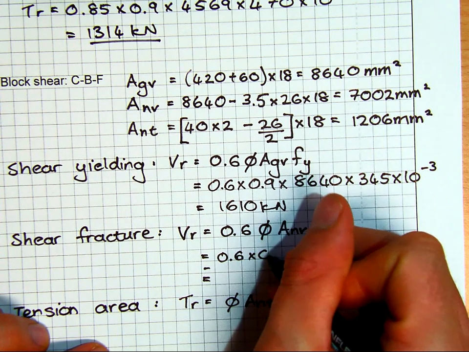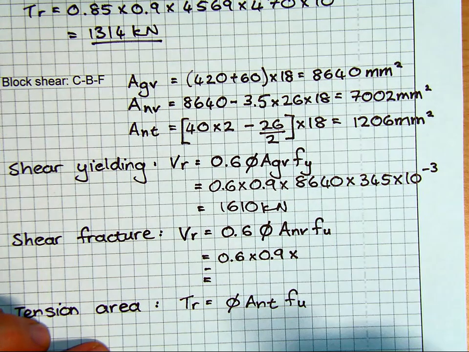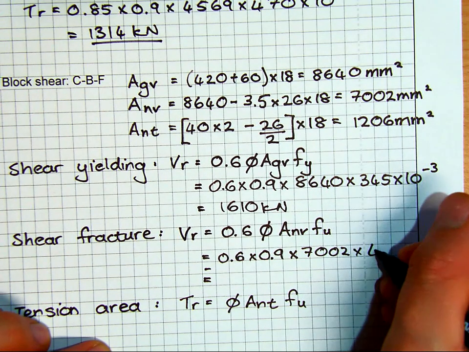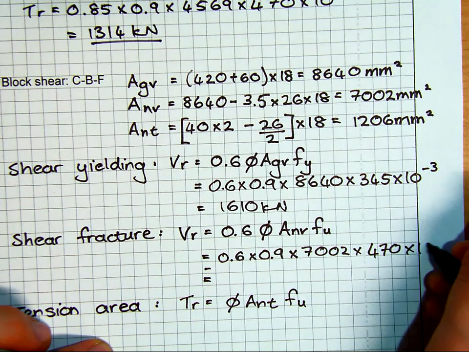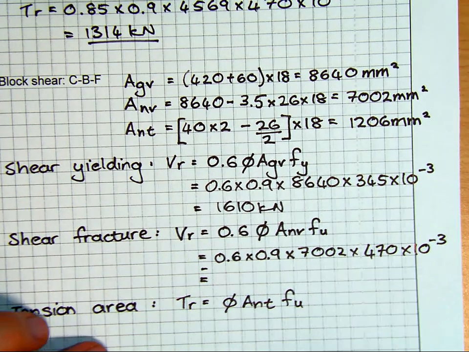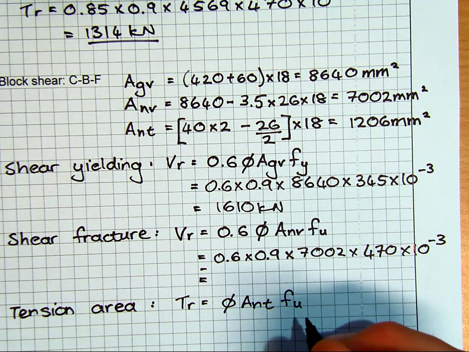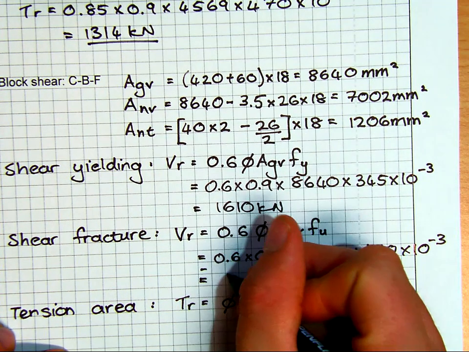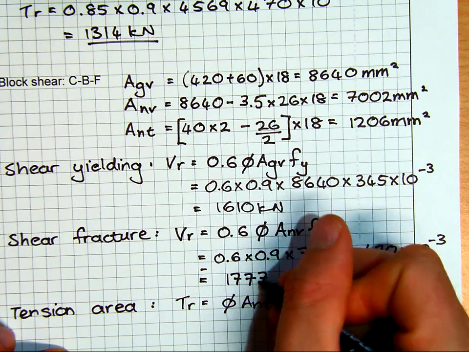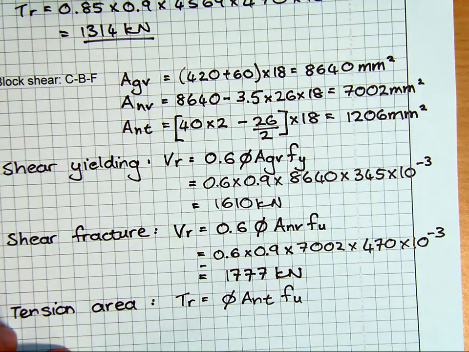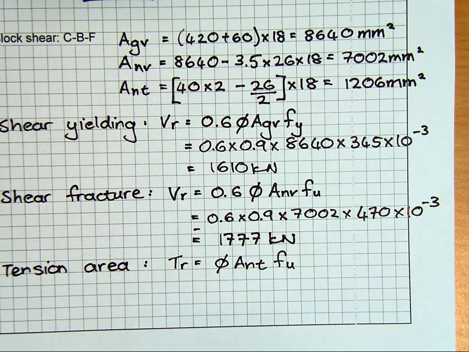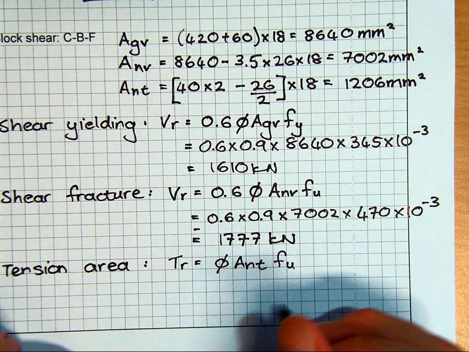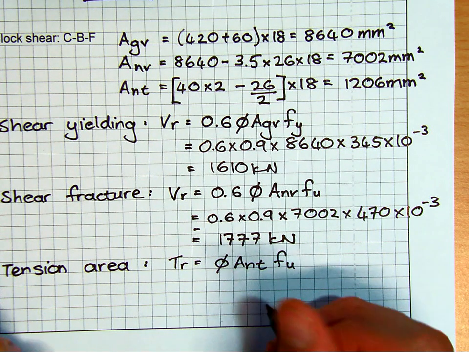We'll check now the net area in shear. And then this gives us a capacity once again, and this is what we call shear fracture, 1,777 kilonewtons. And then also we're going to work out the tensile resistance of that section that was left over, just so we have all the details.